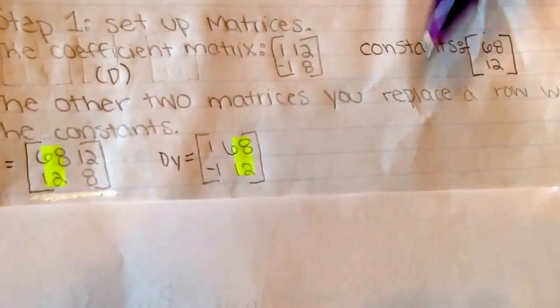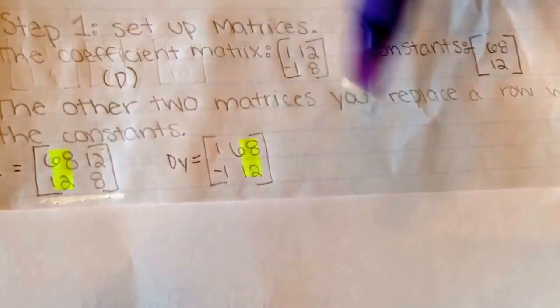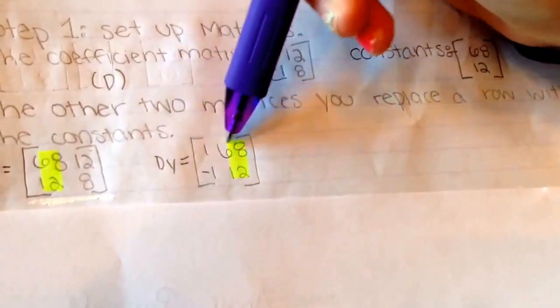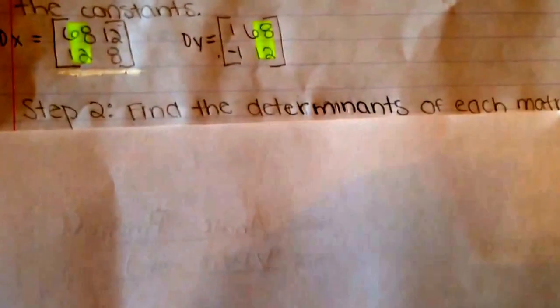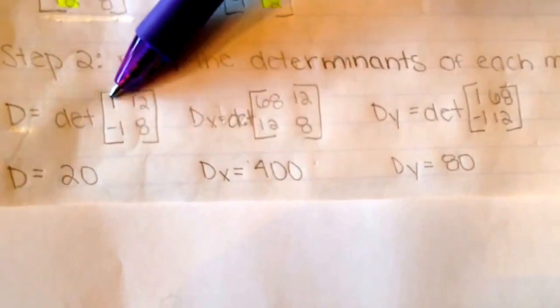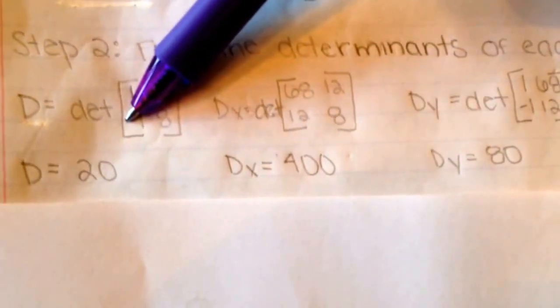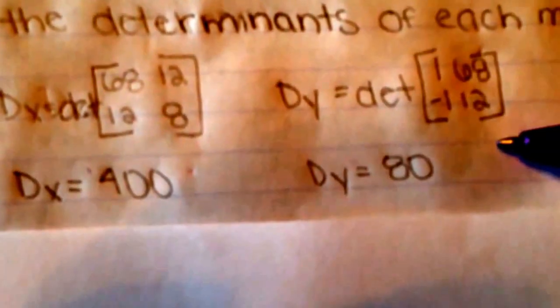Our other two matrices that we're going to use, what you do is replace the first row with your constants. And then in the second one, you replace your second row with your constants. Step 2 is to find the determinants of each matrix. For our first matrix, we find the determinant by doing 1 times 8 minus 12 times -1, and you get 20. You should already know how to find the determinant. And so for this one, you'll get 400, and this one you'll get 80.